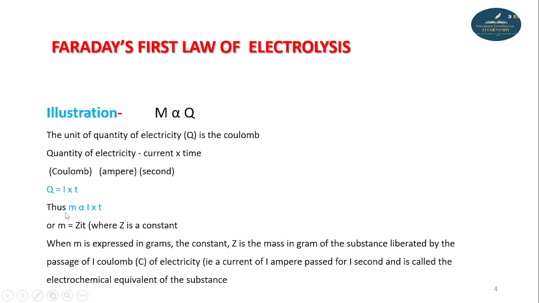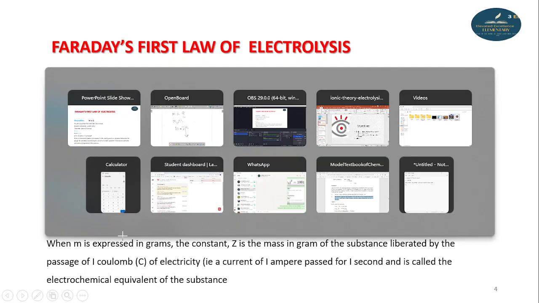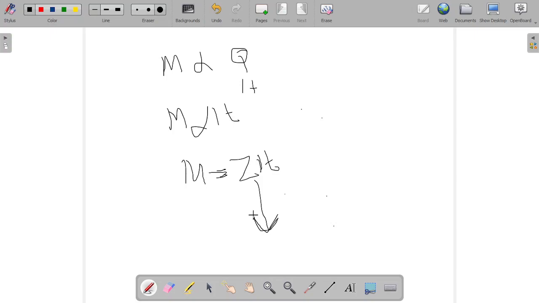Here it is. Where Z is a constant, when M is expressed in grams, the constant Z is the mass in grams of the substance liberated by the passage of 1 coulomb of electricity, that is a current of 1 ampere passed for 1 second, and is called the electrochemical equivalent of the substance. So the constant here is called the electrochemical equivalent of the substance. When we're writing the equation, it is mandatory upon us to introduce the constant.